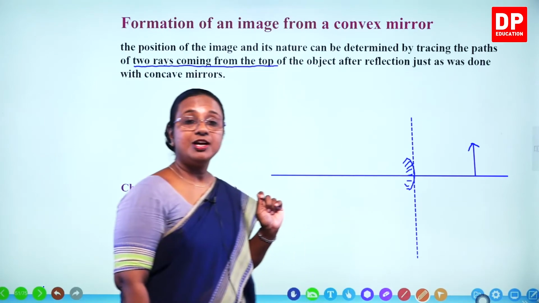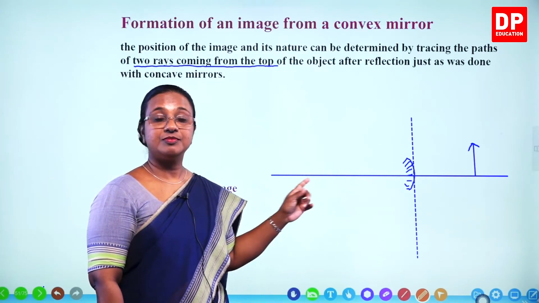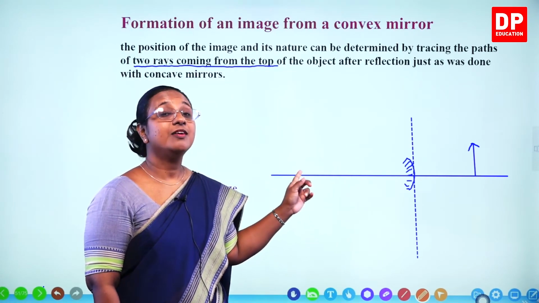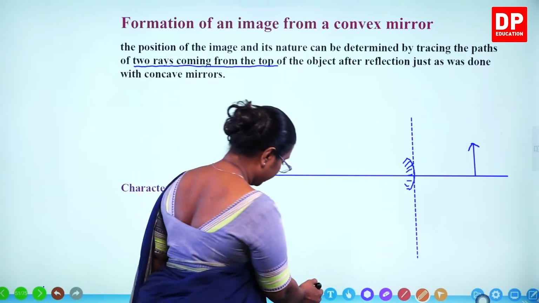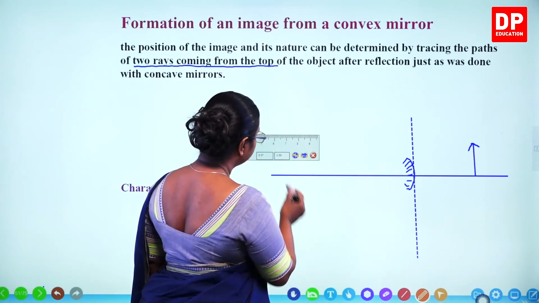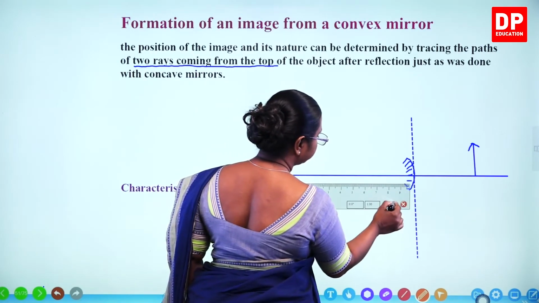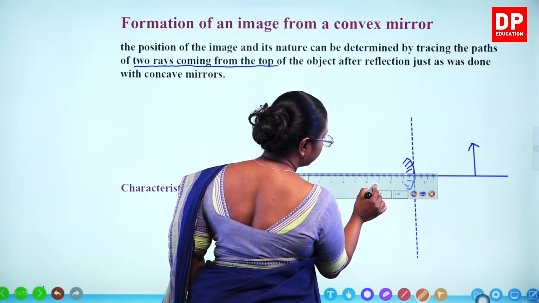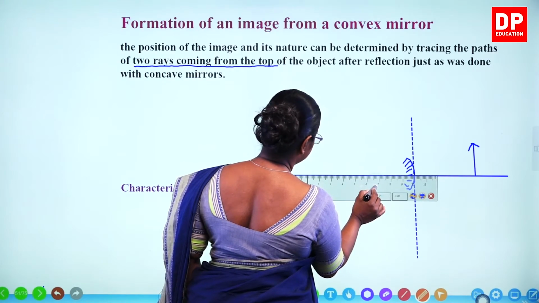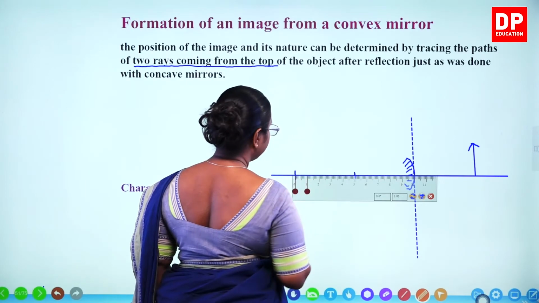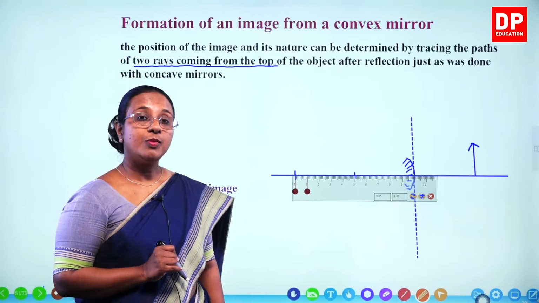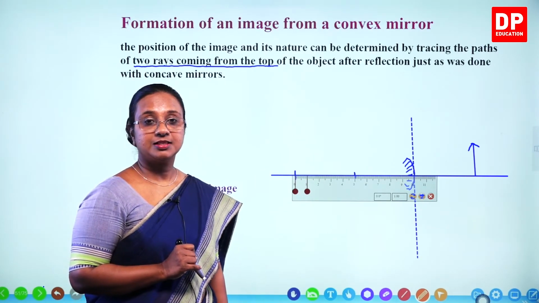And what have I not shown here? What are the other points? We have to show the focal point and the center of curvature. So here the focal point and the center of curvature. So I'll mark it as F and C. What do we do next?